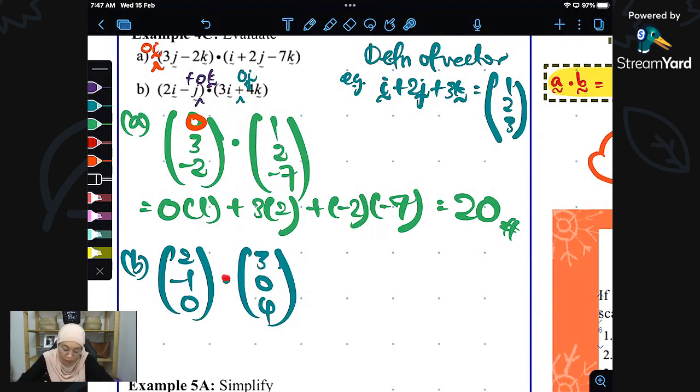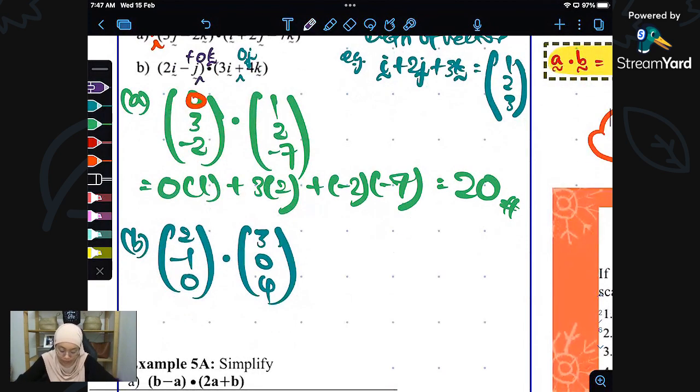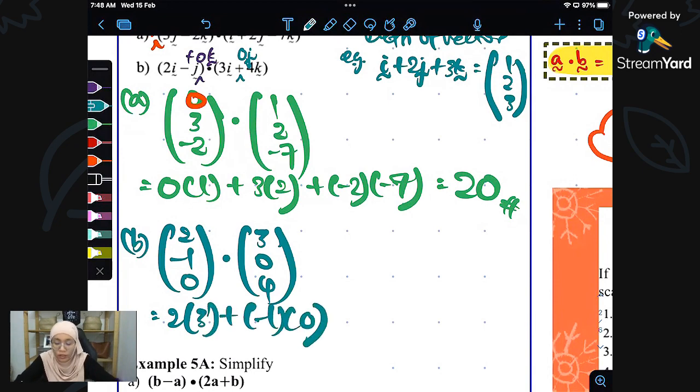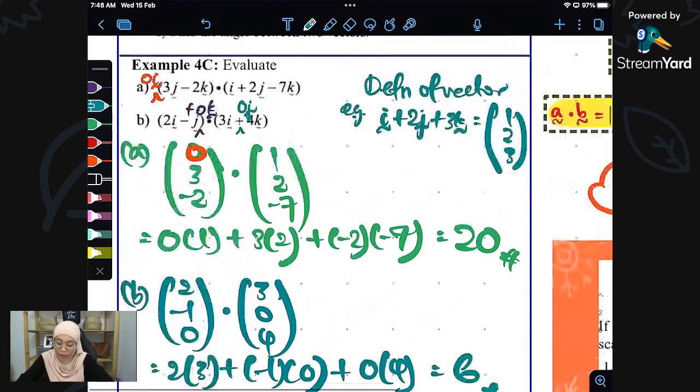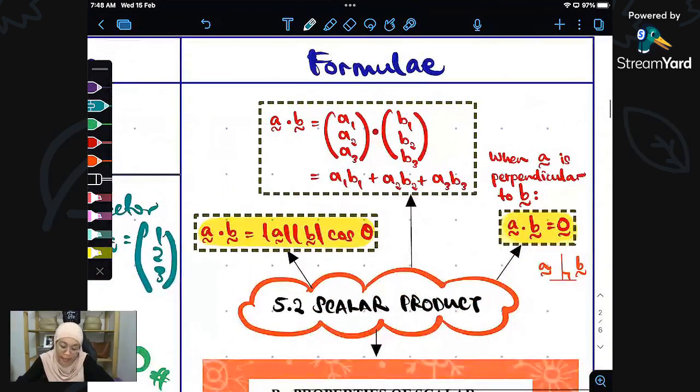And so it's just a dot product. We use the formula: 2 times 3 plus negative 1 times 0. Even though it's 0, you must write it down. Plus 0 times 4. Even though it's 0, you still write it down. And so the answer is just 6. And so we're done here. We have already learned how to use this formula and this formula. Thank you.